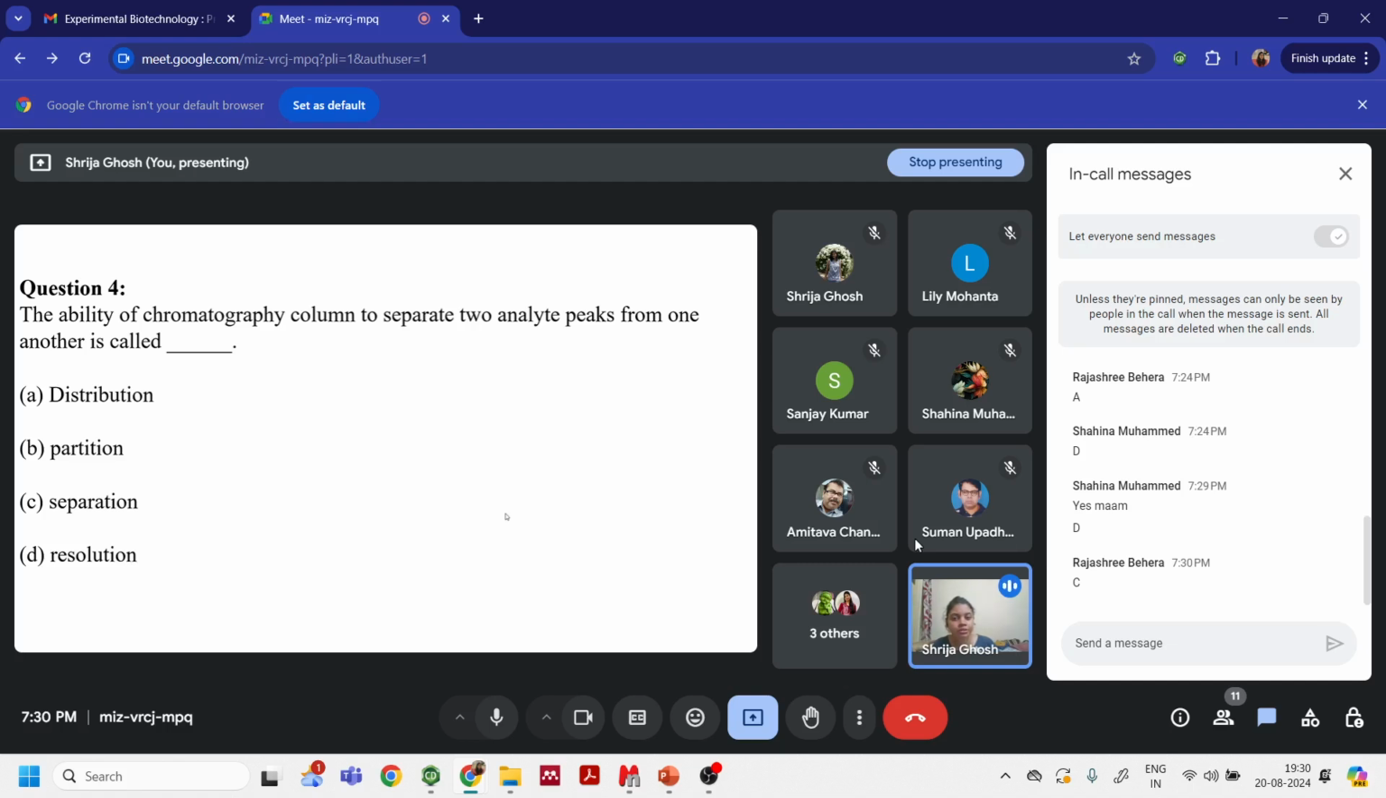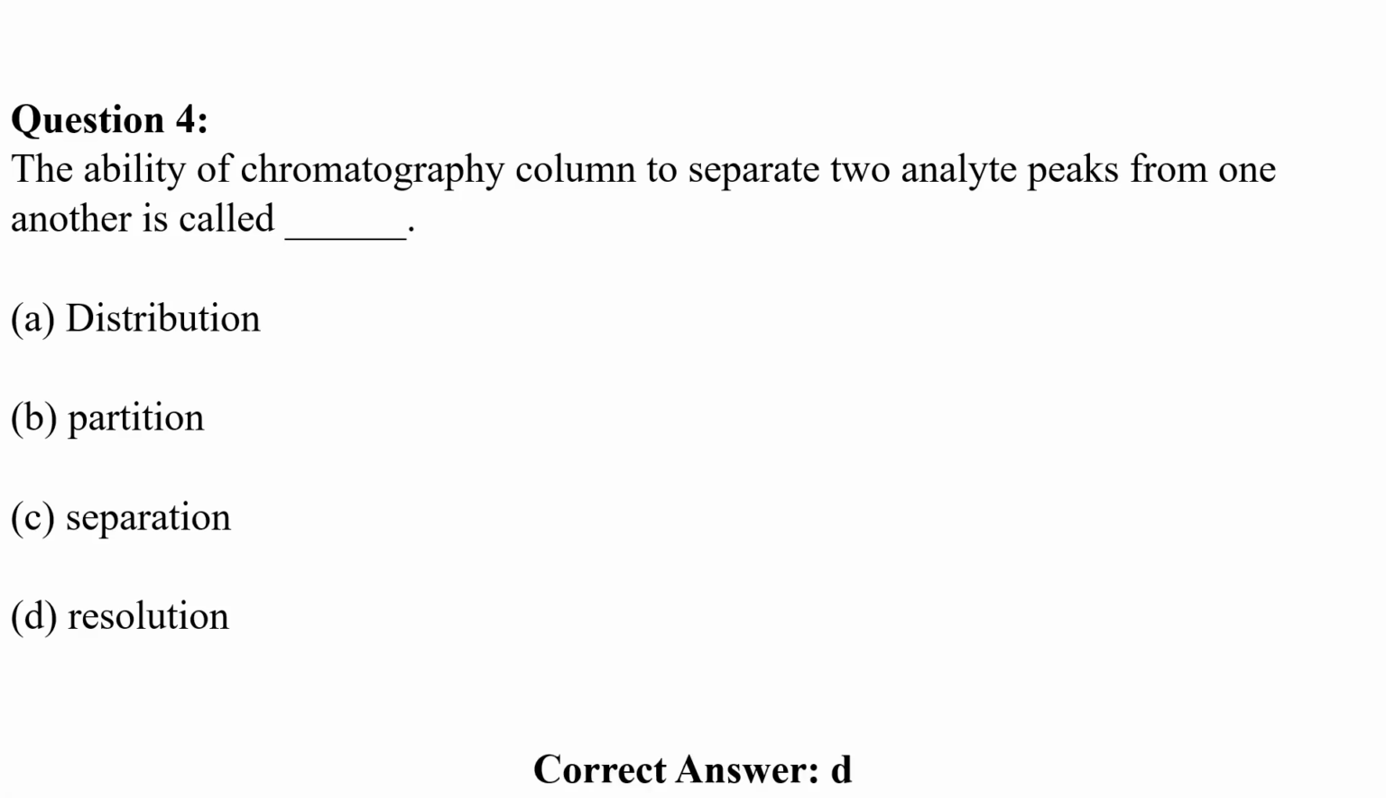Ability of a chromatography column to separate two analyte peaks from one another is called... It is actually called resolution. So Shaina, you are correct. So option D is the correct answer. So what does resolution mean?